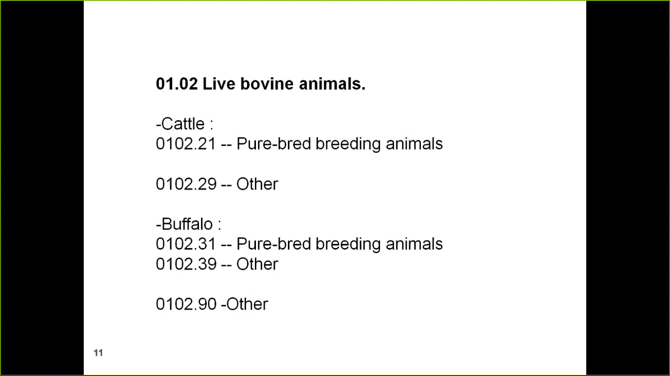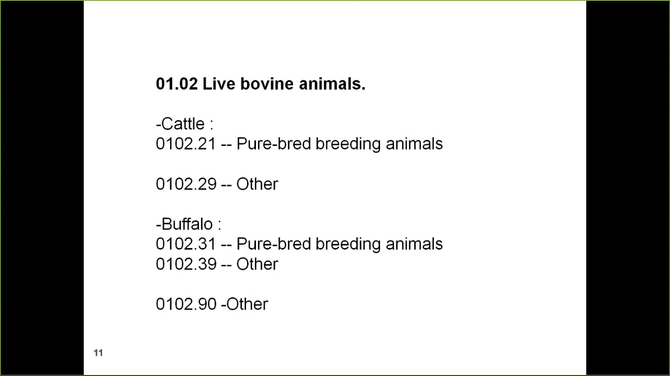The first one, 0102, which is the same four digits as the heading, 010231. This would be the purebred breeding buffalo. And 010239 would be other buffalo, or buffalo other than purebred. So all other buffalo except purebred would be in 010239.